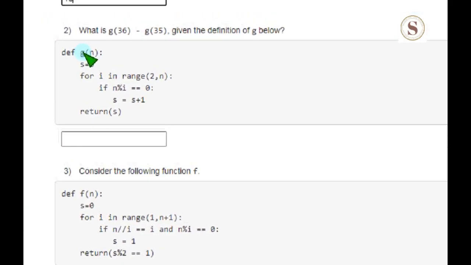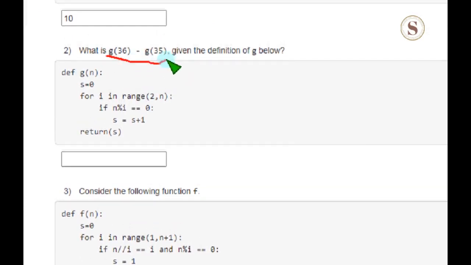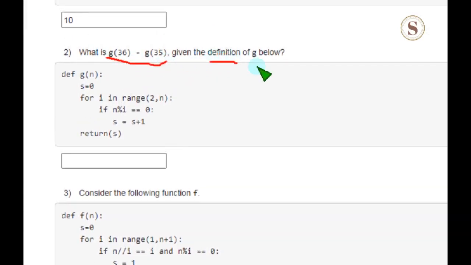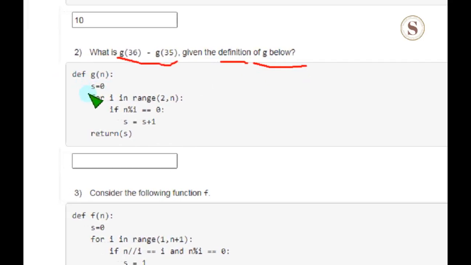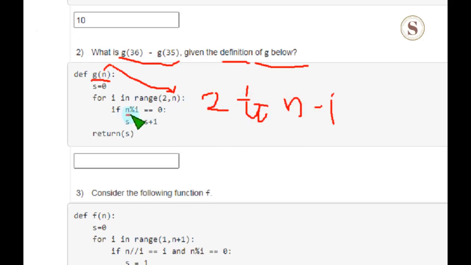what is g of 36 minus g of 35 from the definition of g below? Here, similar to the first question, there is a function definition g of n. Here n is used in range. Range of 2 comma n means 2 to n minus 1, and here also n is used. So finally it returns the s value. The s value depends on n.